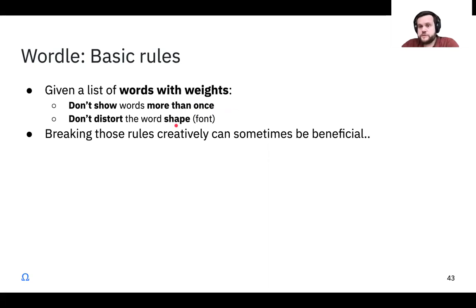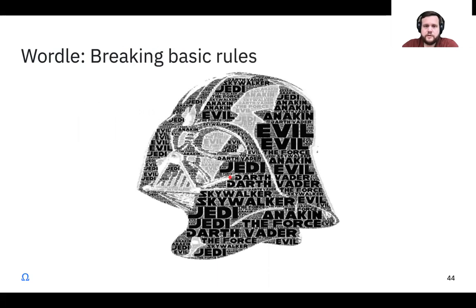Rules are sometimes meant to be broken, right? Breaking these rules creatively can sometimes be beneficial. For example, this is more of an image, more of an artistic thing. I'm not sure this is very analytically useful, but it's kind of cool, right? Here we see that the word evil is being plotted more times, as is Jedi. So we're breaking the rule of showing everything exactly once.